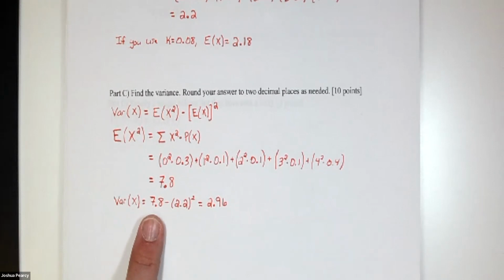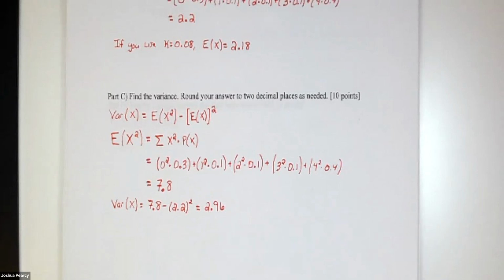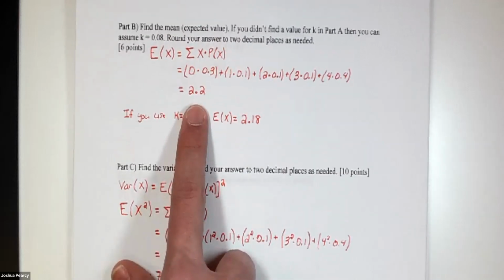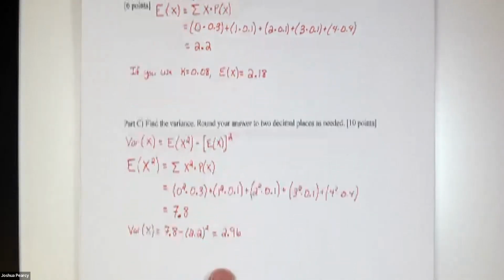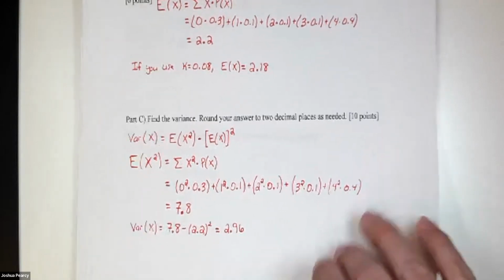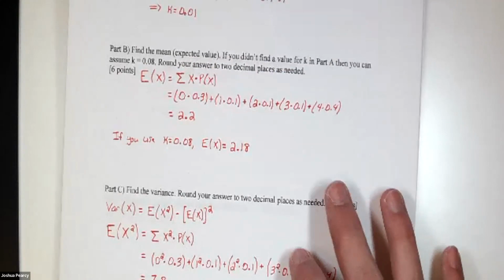Some of you gave me that as the variance. That is wrong. So you need to take the expected value of x, what you computed in part B, and square that and take that off 7.8. If you do that, you get 2.96. I can't remember what you get if you did 0.08.